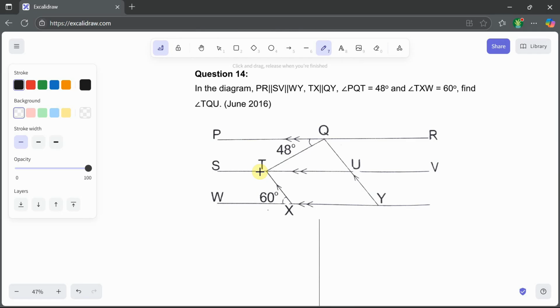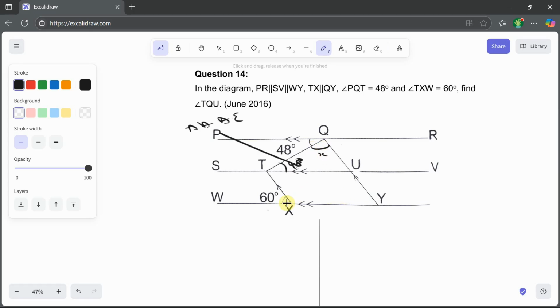So what can we see? Let's remove all the noise and focus on these two lines first. In these two lines, we can see this transversal line. So I can see my Z. Right, so I know for sure that this angle here is 48 degrees, right? Because alternate angles are equal. So this angle is 48 degrees. What else can I see? I'm trying to find this angle here.